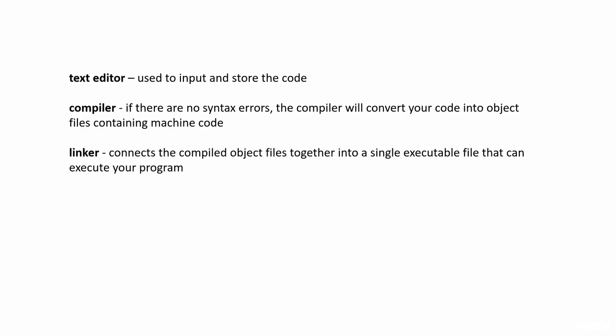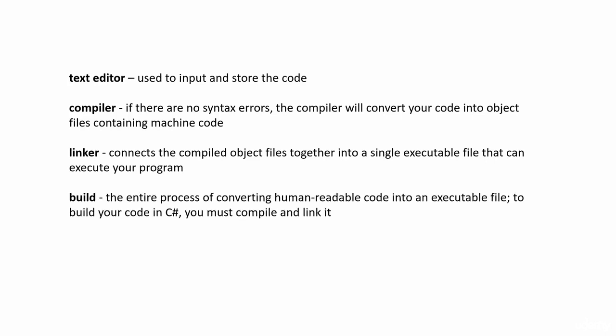Finally, you will need a linker. A linker will connect the compiled object files together into a single executable file that can execute your program. The entire process of converting human-readable code into an executable file is known as building. So in C#, a build consists of the steps of compiling and linking your code. So a text editor, compiler, and linker is the bare minimum you would need, but you're also going to want a debugger, which is used to track down problems in your code, and various other tools that make programming easier.